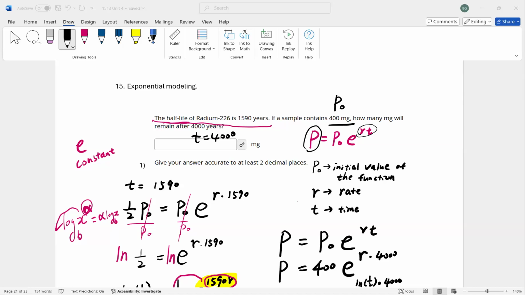P sub 0 is the initial value of the function. R here is the rate. When R is positive, it's exponential growth. When R is negative, in this case, exponential decay. T is the time. If you have ever taken, I think Foundation 2, you have compound interest, and that formula is actually the continuous compound interest formula. But we can use that for the exponential model here. Do you guys have any questions?